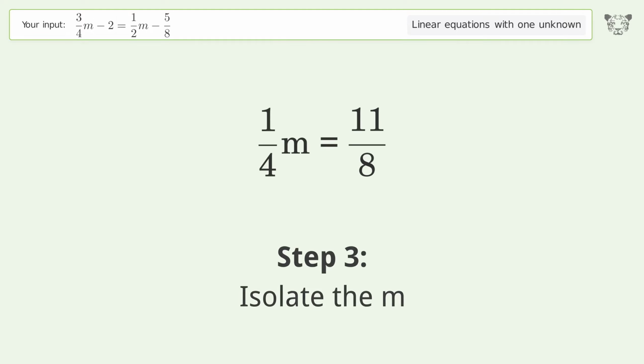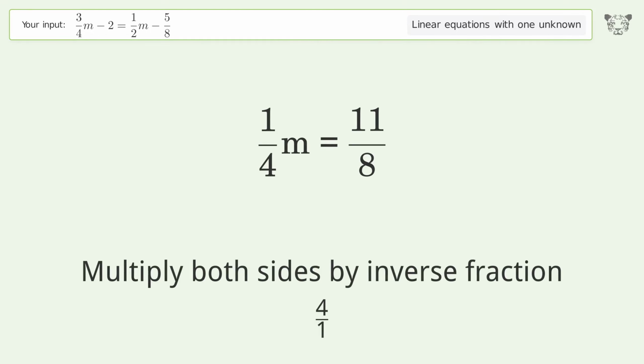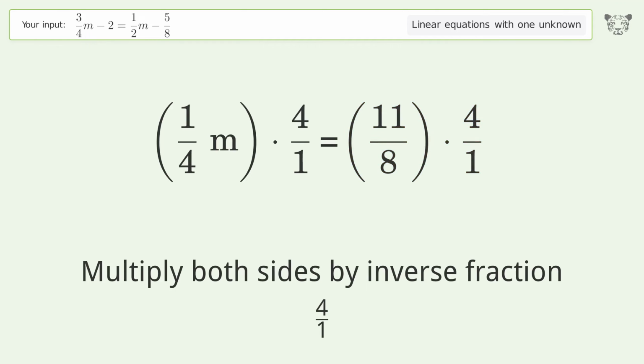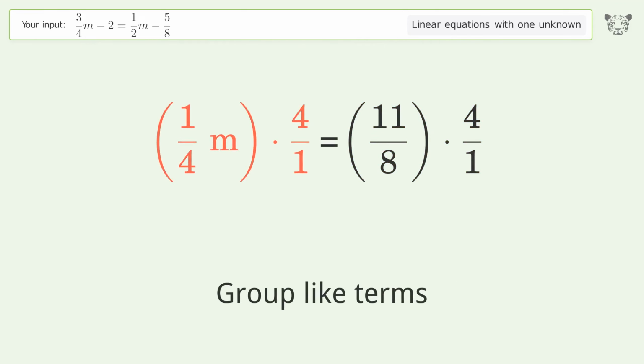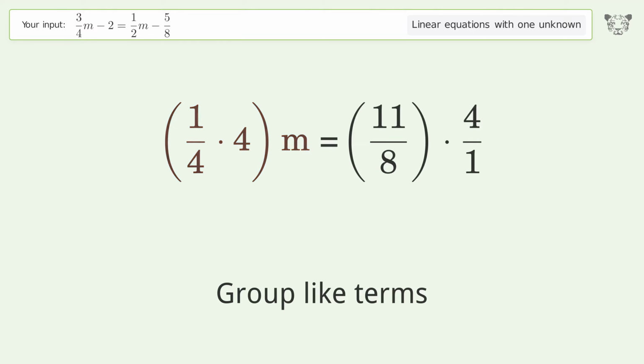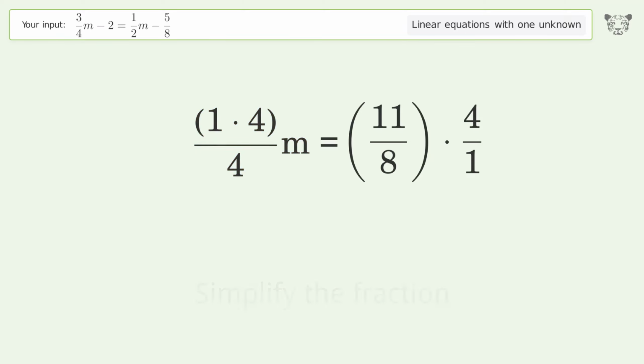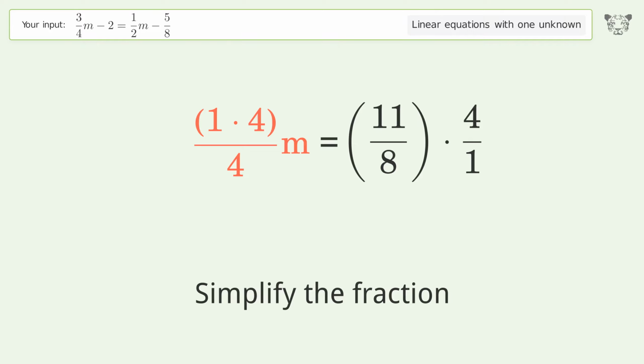Isolate the m. Multiply both sides by inverse fraction 4/1. Group like terms. Multiply the coefficients. Simplify the fraction.